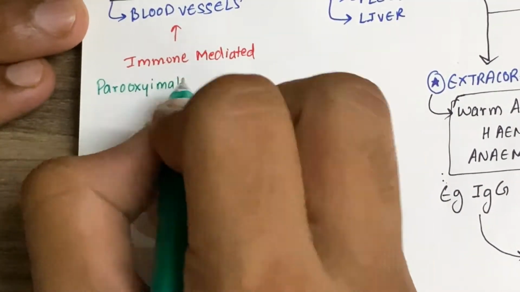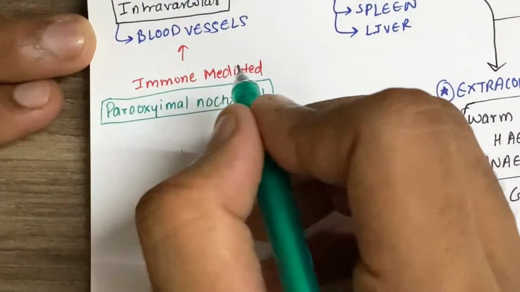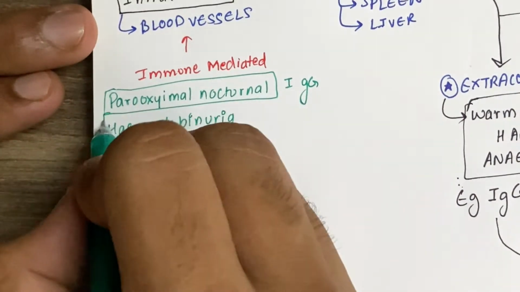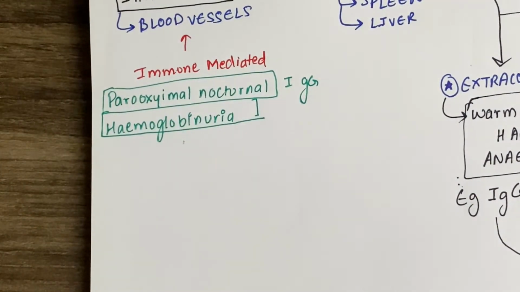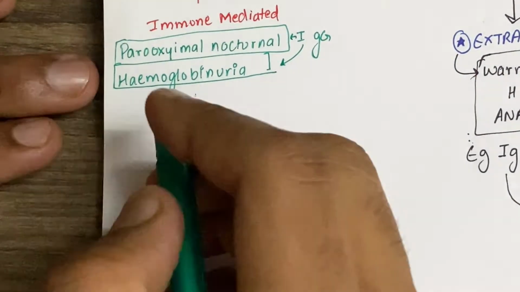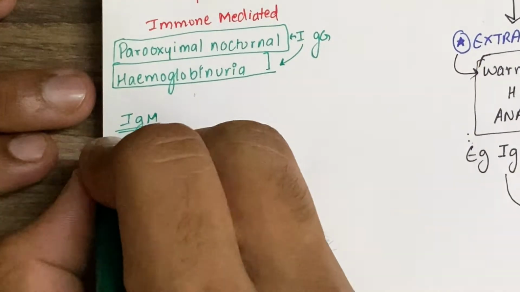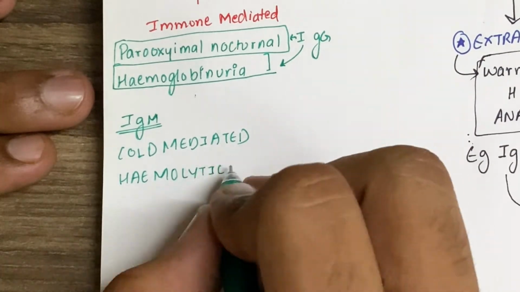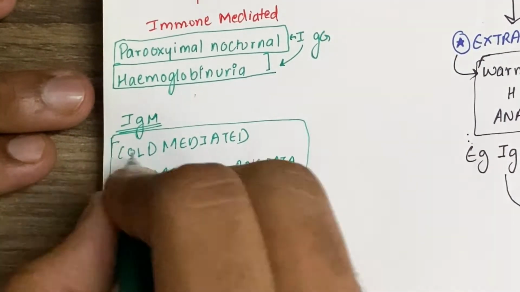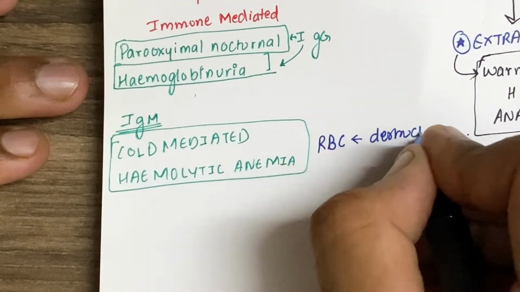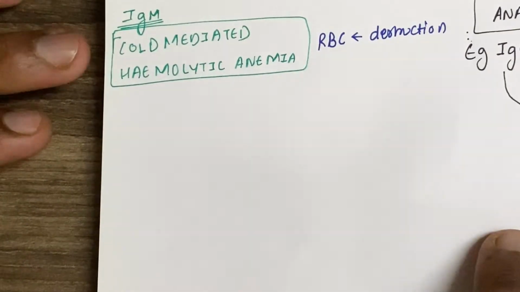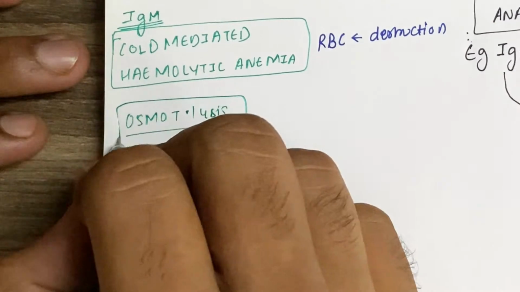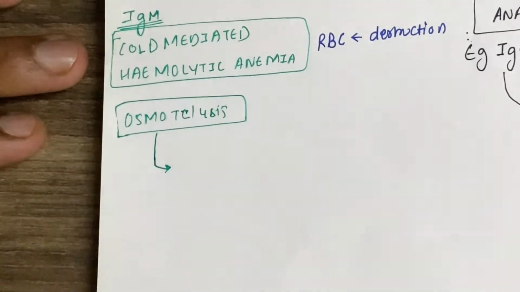So mostly it is paroxysmal nocturnal, IgG again, and it can form hemoglobinuria as well. IgM, which is basically immunoglobulin M, cold mediated hemolytic anemia. In this process, destruction of RBCs happens, absolute destruction of RBCs. And yes, intravascular hemolysis can also happen during osmolysis.